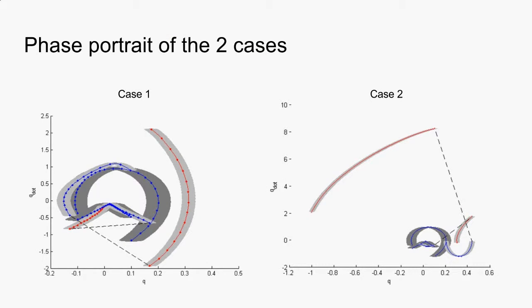So these are the phase portraits of the two cases mentioned above. In the first case, you can see that there is perturbation only in the velocity, and in the second case, the starting position is far away from the limit cycle and it has both velocity and position perturbations. So we do direct collocation to come back to the limit cycle.